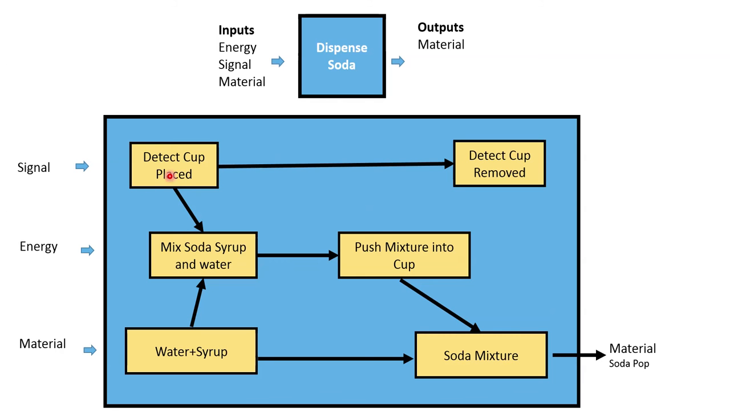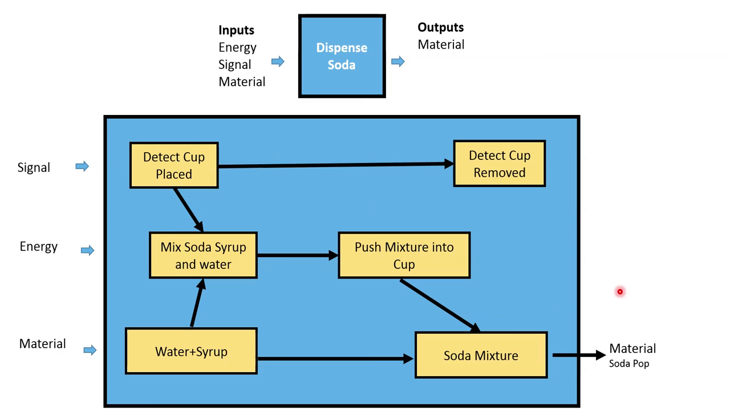If we start with signal, I need to detect that I put the cup underneath the machine, and I also need to detect that I remove the cup so I don't just keep spilling soda on the floor. Next, with energy, I've got to mix soda, syrup, and water. I need some sort of energy to do that, and I also need some sort of energy to push that soda mixture into a cup. And from the material standpoint, I've got water and syrup coming into my machine, and soda mixture going out. So finally, you've got your material that's an output.